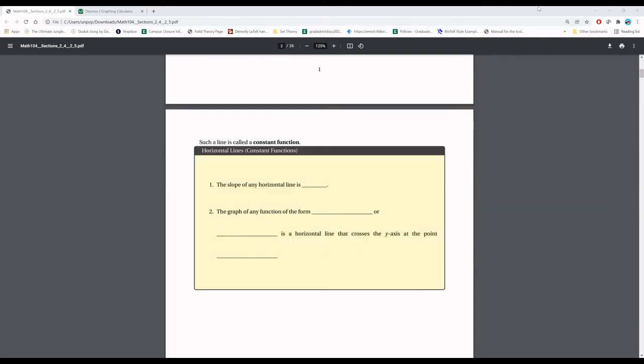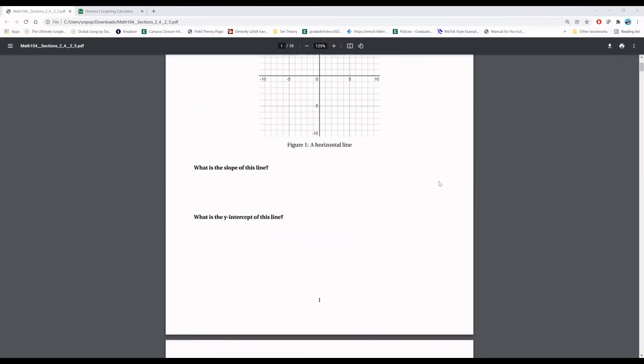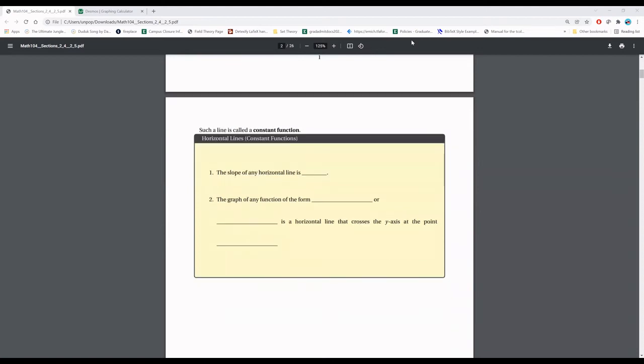So we can actually generalize some observations about horizontal lines. We call those constant functions because no matter what x is, y is always a constant number. If we look up here at our example, x is 0, y is 4, x is 5, y is 4, x is 10, y is 4. It's always constantly 4. So observation the first: the slope of any horizontal line is 0. We've discovered that, and we can see why.